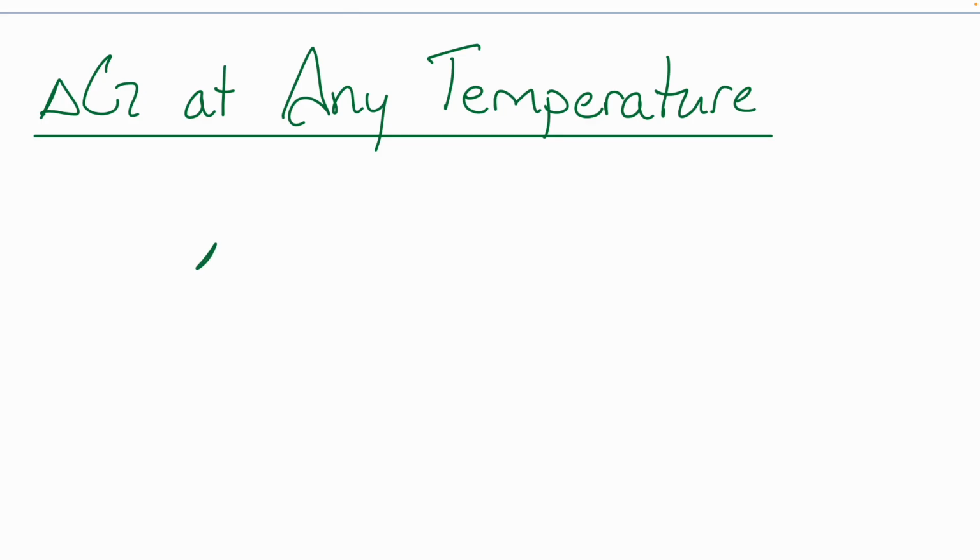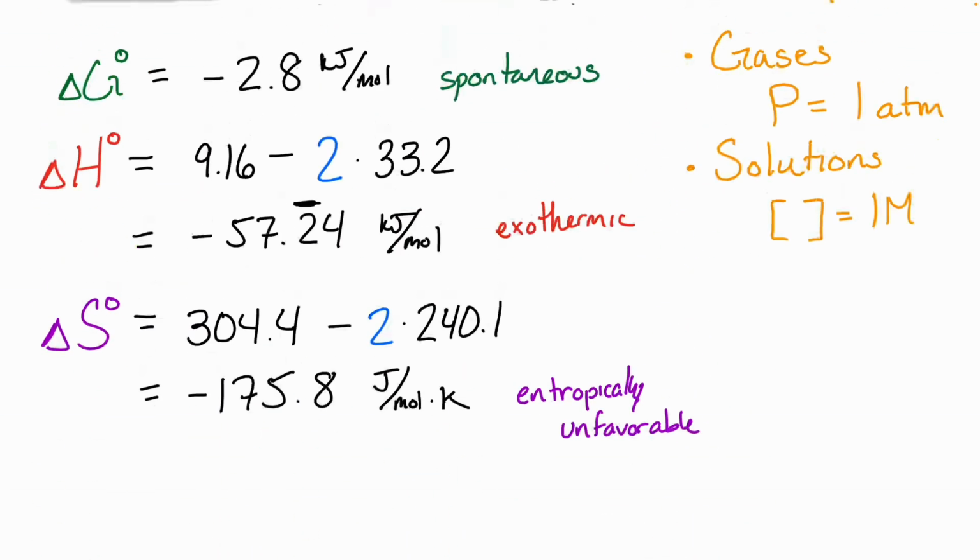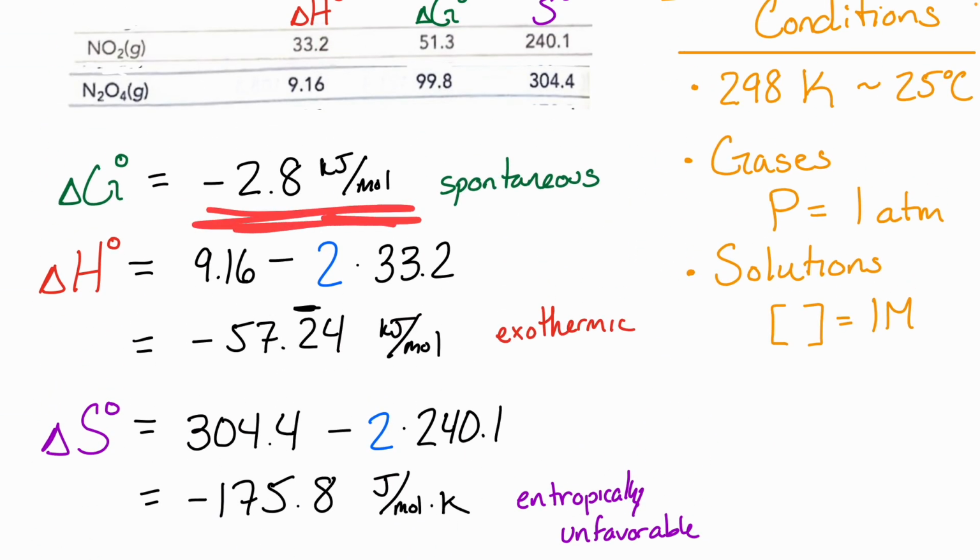So we had our equation, delta G equals delta H minus T delta S. The problem is that we can't utilize this value, for example, this 2.8 kilojoules per mole. It's really only good at that one temperature. Reaction free energy changes quite dramatically with temperature, right? So this value is really only good at that one temperature.